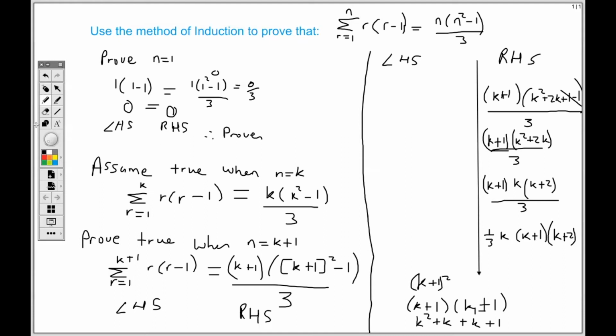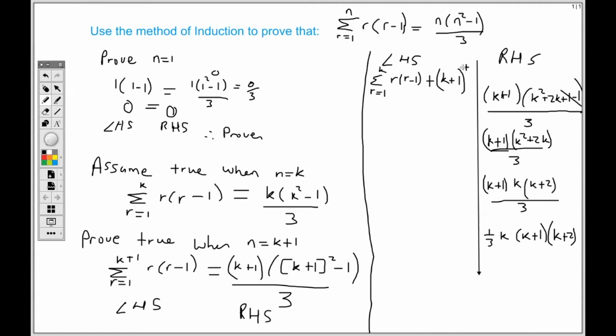I'm working towards getting this on my left hand side. I like to start off with the right hand side, then I move to the left hand side. For the left hand side, I can split this summation from 1 to k plus 1. So it will be the summation from r equals 1, and I stop at k, plus the k plus 1 term. So the left hand side, we split it into the summation from r equals 1 to k plus the k plus 1 term. Why is that the case? Let's think of numbers.